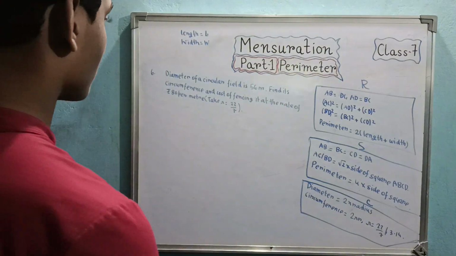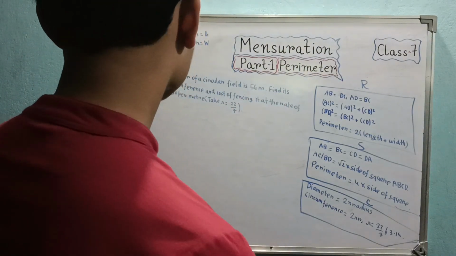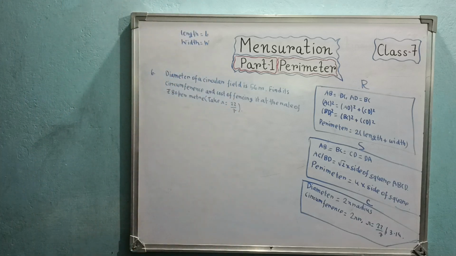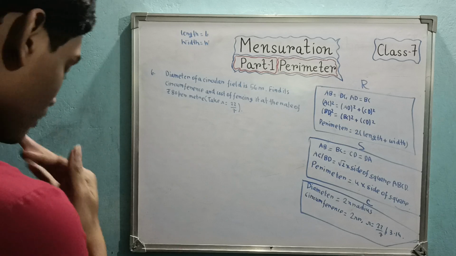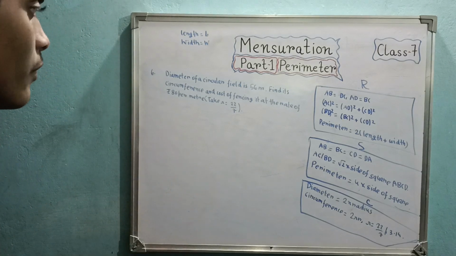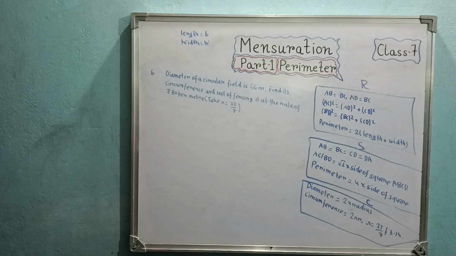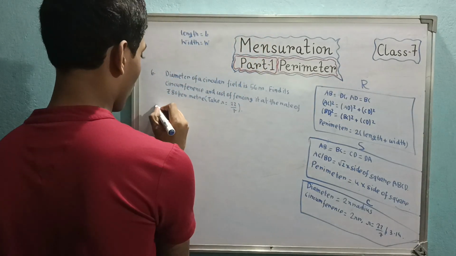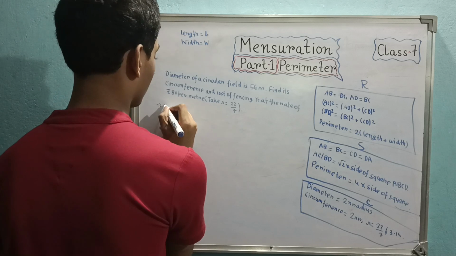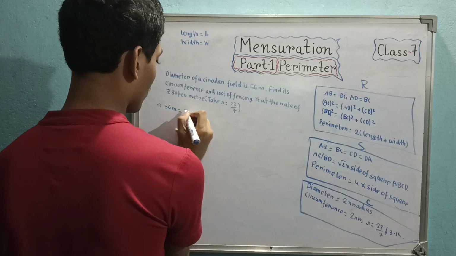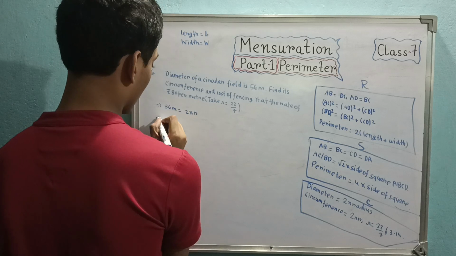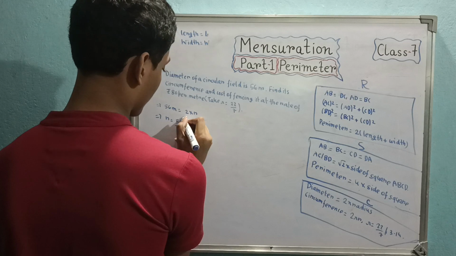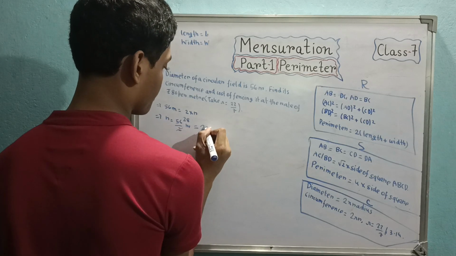Okay. So, see, diameter is given to us. But remember one thing, to find the circumference of a circle, you need its radius. And what do we know? Diameter equal to 2 into radius. So 56 meter equal to 2 into radius, let it be r, or r equal to 56 by 2 meter, cancel it, to 28 meter.